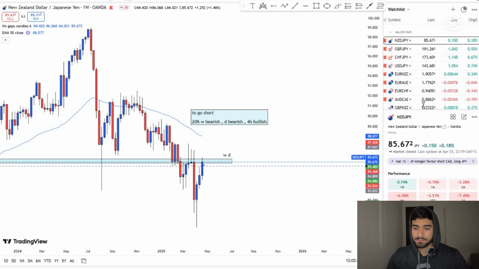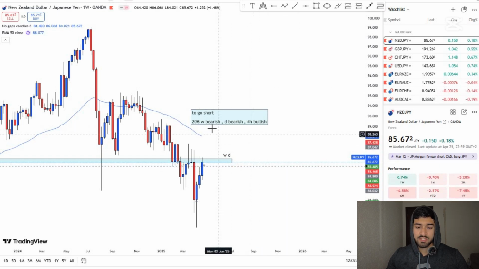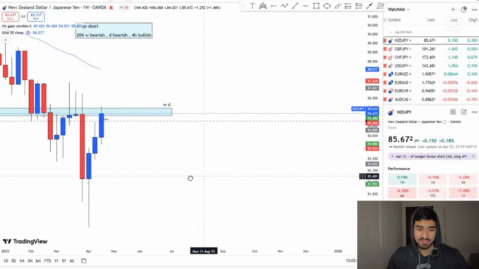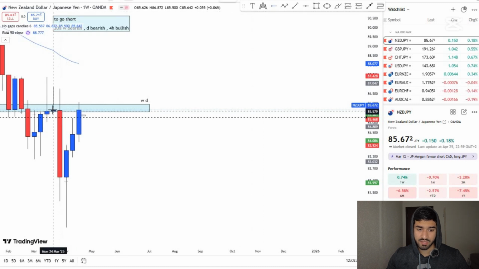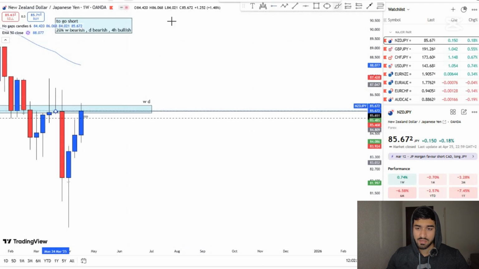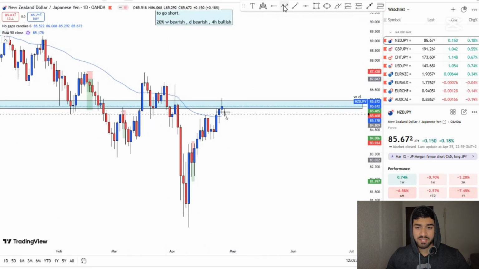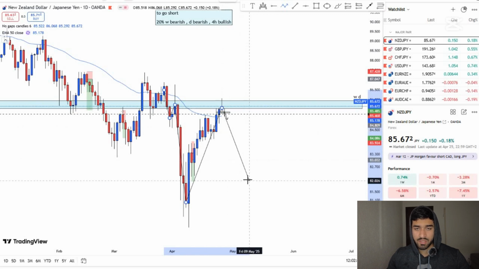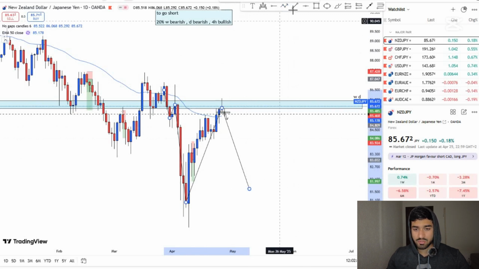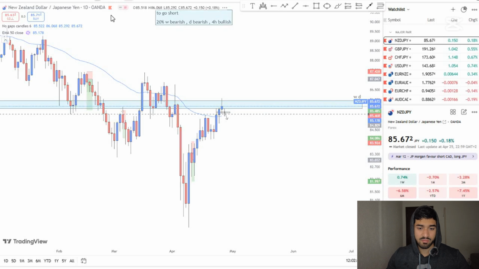The first pair is NZD JPY. The weekly is bearish, as you guys can see. There is a little bit where we close above this structure kind of, but I'm not counting this because it's so small you can't even see it. The weekly is bearish, the daily is currently bearish, lower low, lower high. We didn't close above this structure point, so we are bearish and we are expecting the move to go to the downside.